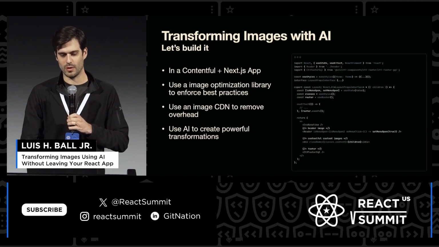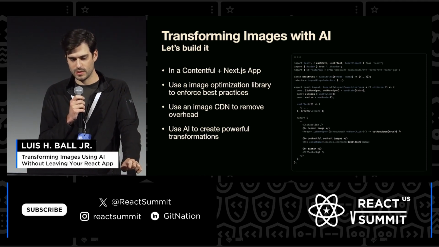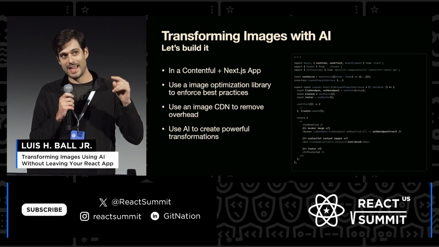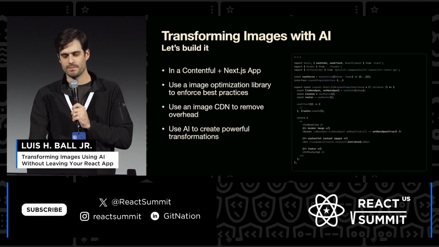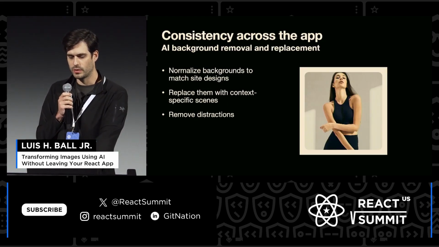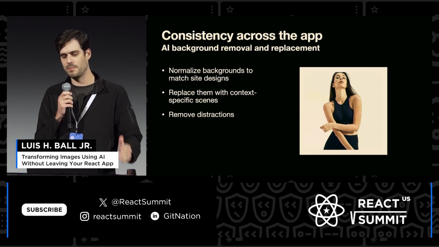So let's take a look at how you could actually use this in your applications. We're going to have a Contentful Next.js app. It's going to use an image optimization library. It'll use an image CDN to remove all that overhead, and we'll leverage the CDN's AI parameters to do some fun transformations. So first off, we're going to remove backgrounds using AI. We want to do some consistency enforcement on our site, make sure that things match our designs.